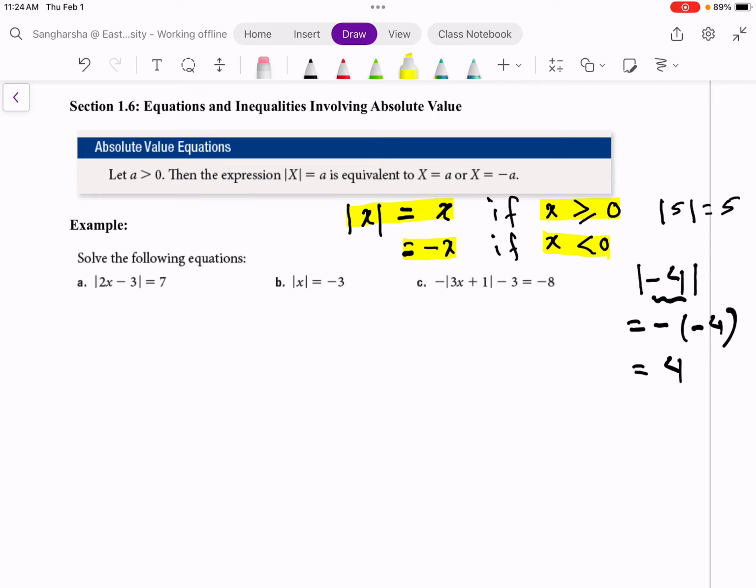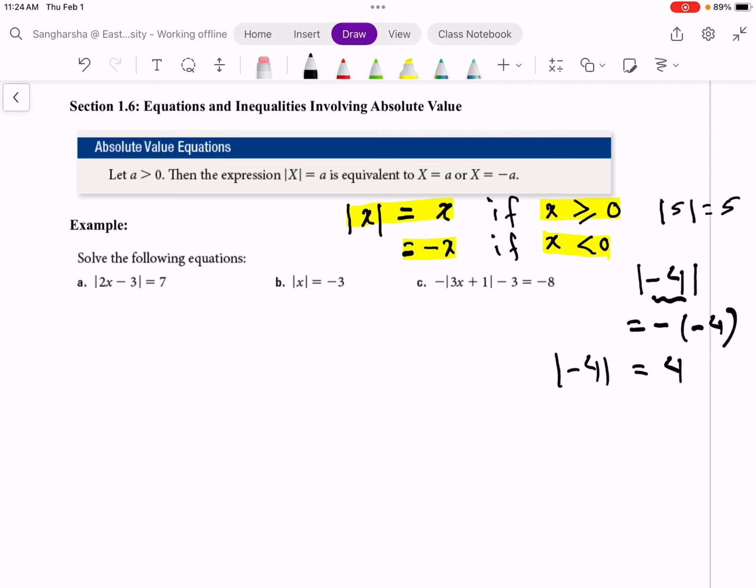The absolute value also gives us the distance of a number from 0. So let's find what this means. What does it mean that the absolute value of negative 4 is positive 4? Let's try to find the meaning of this. Any guess? What does it mean that the absolute value of negative 4 is 4? Yes, it is the distance on the number line. Yes, the distance of negative 4 is 4 from 0.